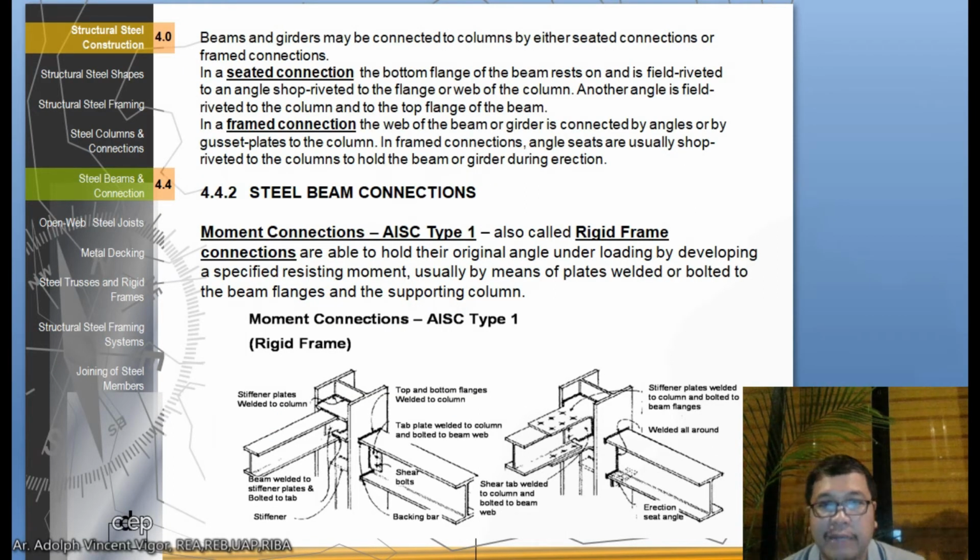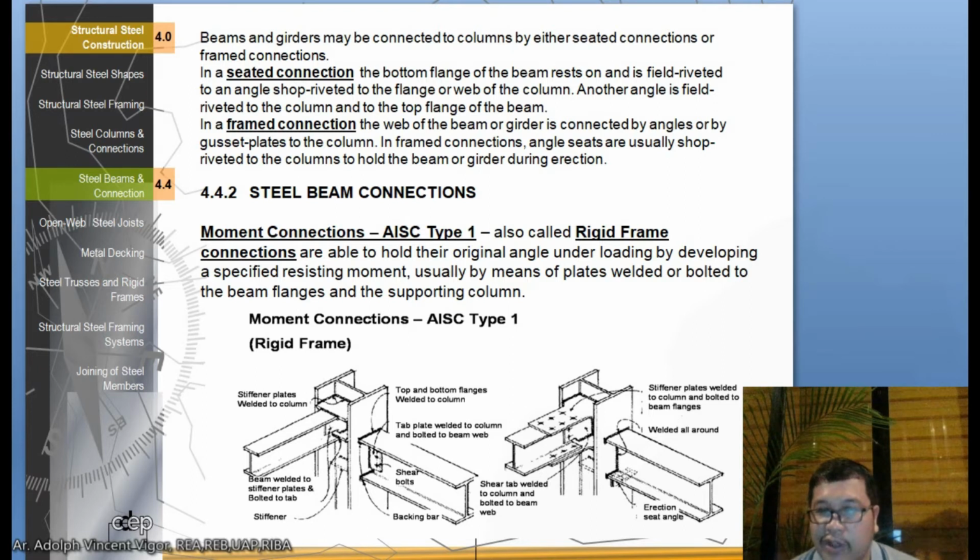Beams and girders may be connected to columns by either seated connections or framed connections. In a seated connection, the bottom flange of the beam rests on and is field riveted to an angle shop riveted to the flange or web of the column. Another angle is field riveted to the column and to the top flange of the beam. In a framed connection, the web of the beam or girder is connected by angles or by gusset plates to the column. In framed connections, angle seats are usually shop riveted to the columns to hold the beam or girder during erection. These are examples of steel beam connection.